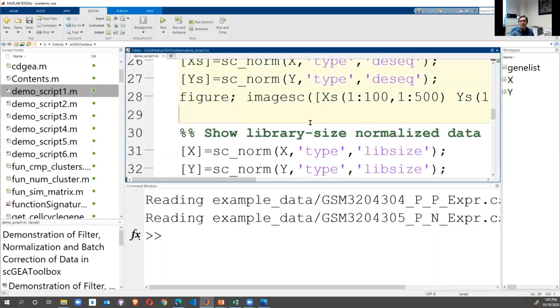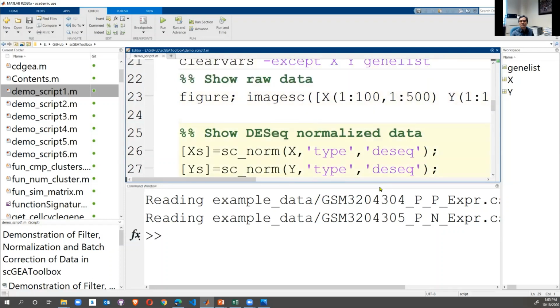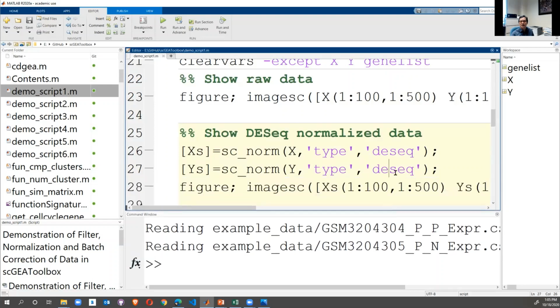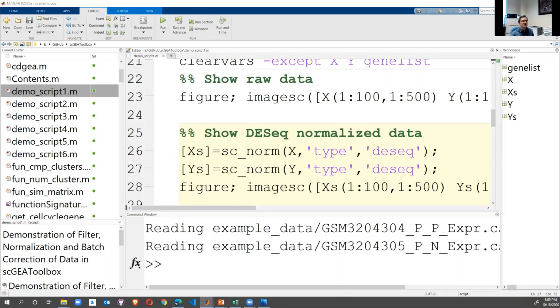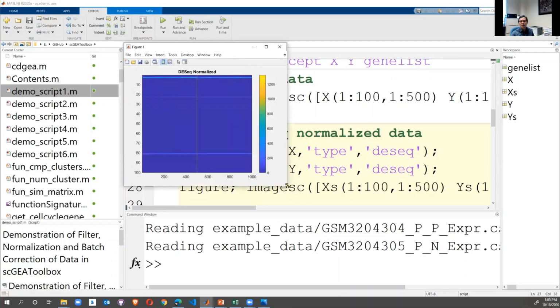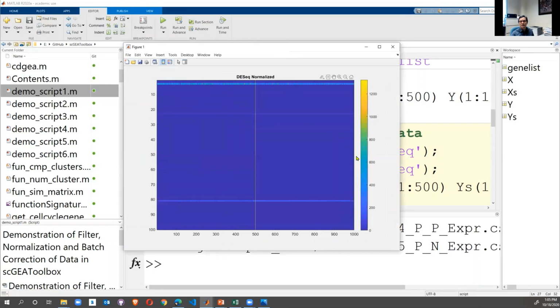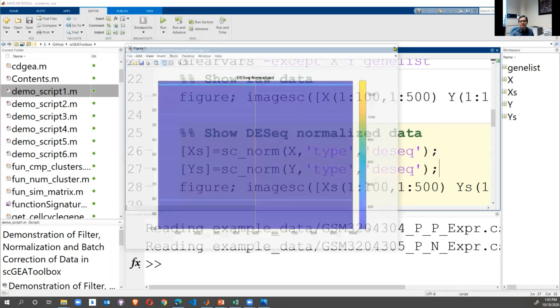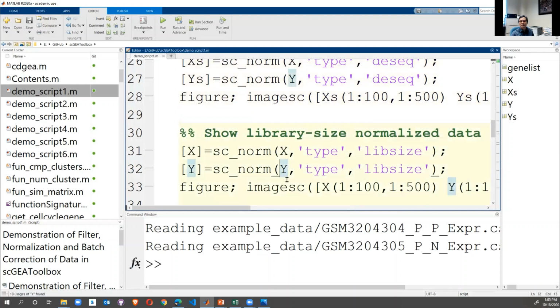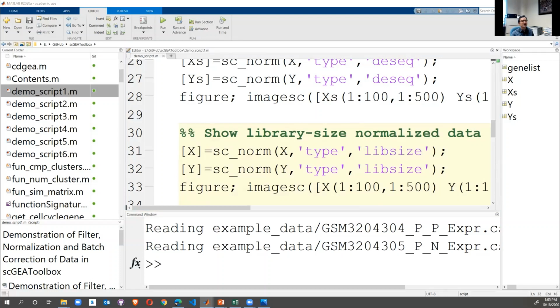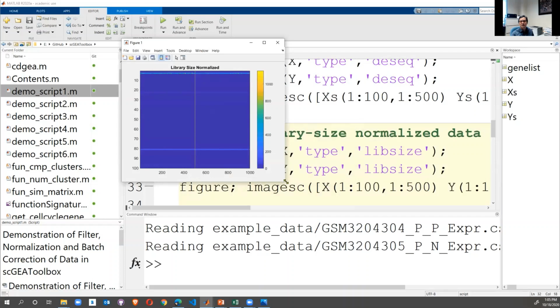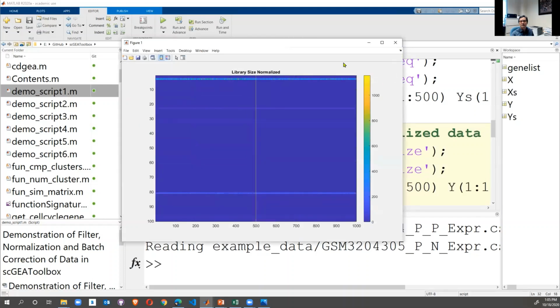And then this function does the basic normalization using the tSNE method, as I mentioned in the lecture. So this is the matrix after normalization. You can use the simple naive library size normalization. You get slightly different results. Okay, because after the library size normalization.